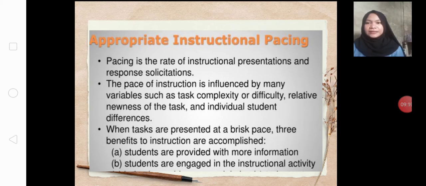So pacing means the rate of instructional presentation. So you're going to rate the instructional pacing. In this way, you should learn appropriate instructional pacing. It has benefits in which students are provided with more information, of course, and also students are engaged in instructional activities. So in that way, mas nakakapag-engage yung mga students.